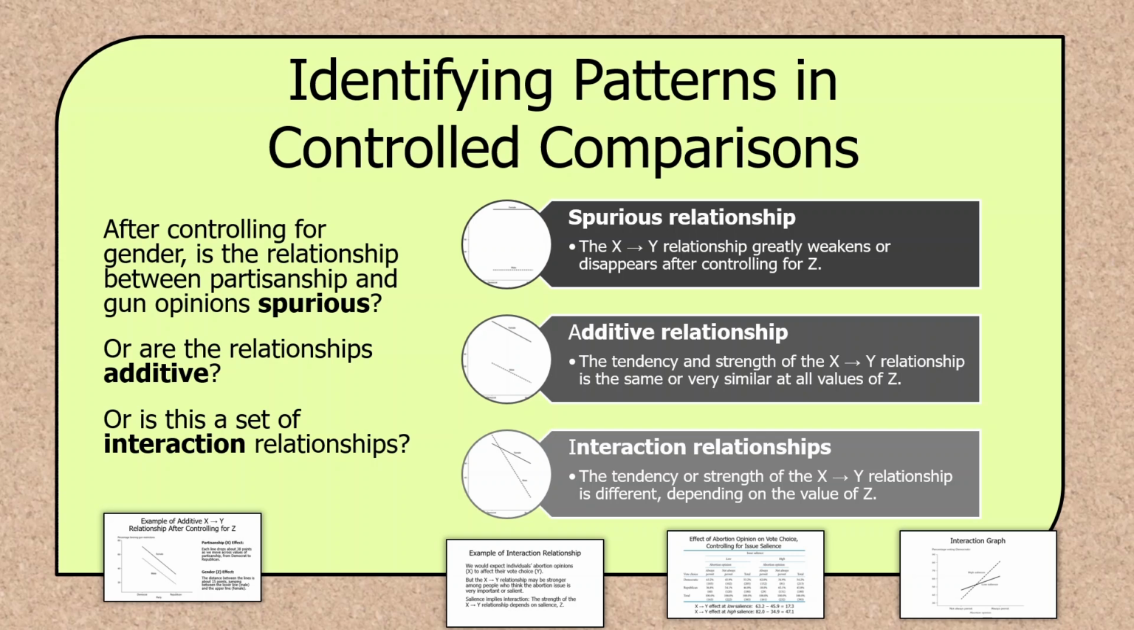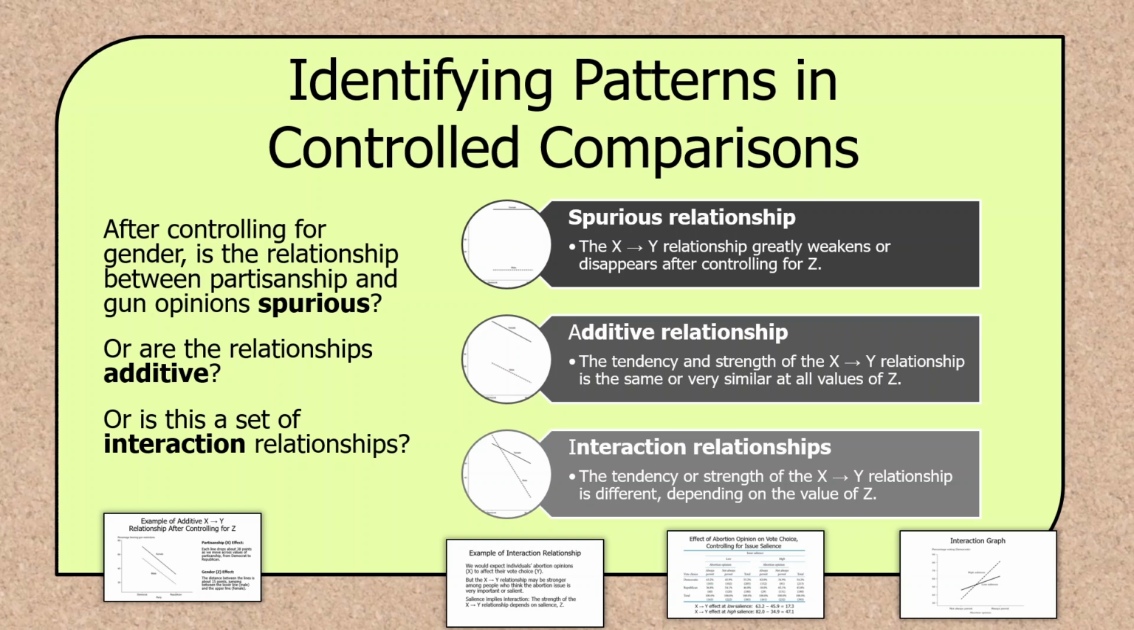Let's review. In a spurious relationship, the XY relationship greatly weakens or disappears after controlling for compositional differences, or Z variables. Well, we know that didn't happen, because after we controlled for gender, we had very healthy effects of partisanship for both men and women across the values of partisanship.